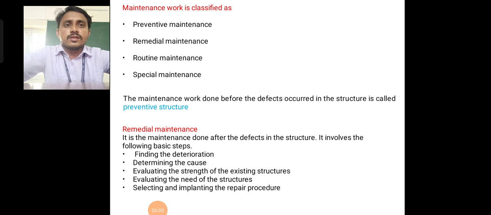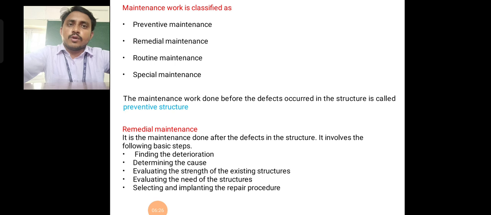Now coming to one by one, what is preventive maintenance? Preventive maintenance is nothing but the maintenance work done before the defects occur in the structures. So if any defects occur in the structures, we should prevent them before failures. See how we will prevent them before failures.